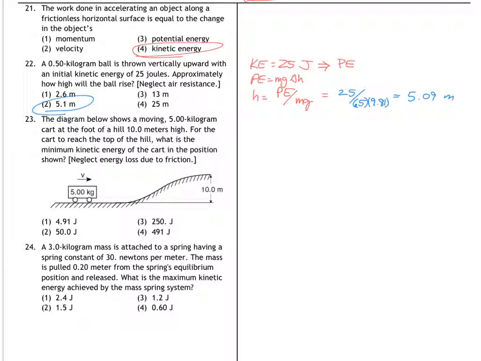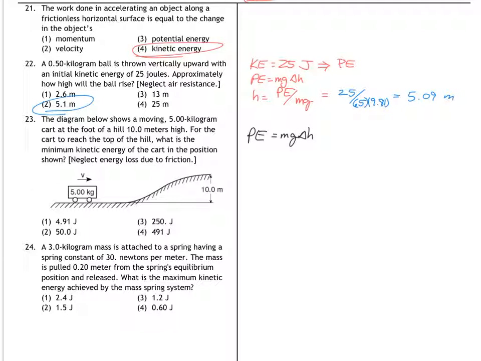Alright, so in 23 we have a moving 5 kilogram cart at the foot of a hill, and the hill is 10 meters high. For the cart to reach the top of the hill, it doesn't have to keep going, it just needs to reach there. What is the minimum kinetic energy that the cart would need? Alright, so understanding that the potential energy that the cart has at the top of this hill would have to be at least equal to the kinetic energy it has right here as it's about to go up the hill, then we can just solve for the potential energy and then call it the kinetic energy.